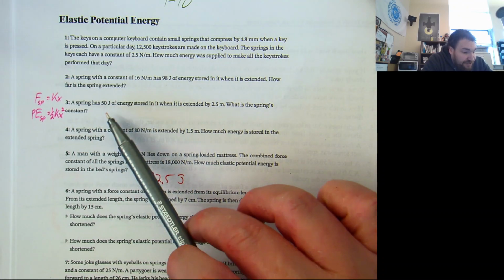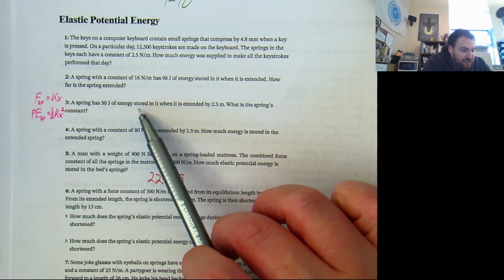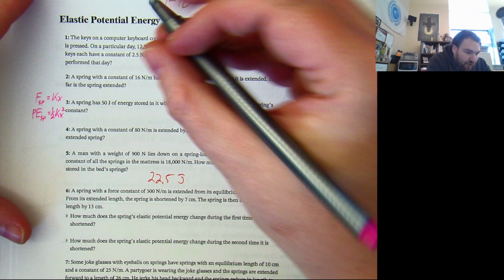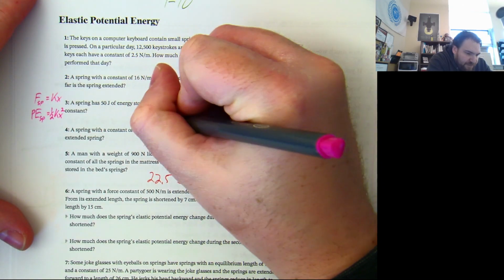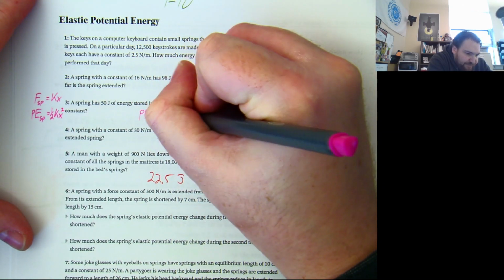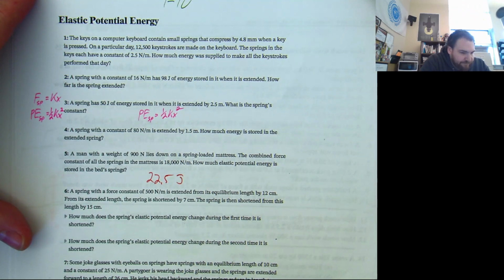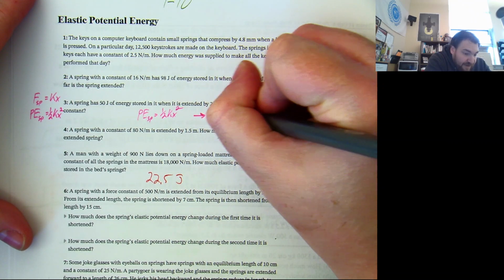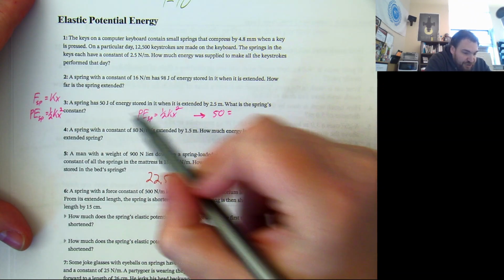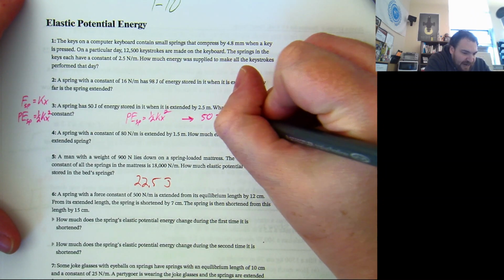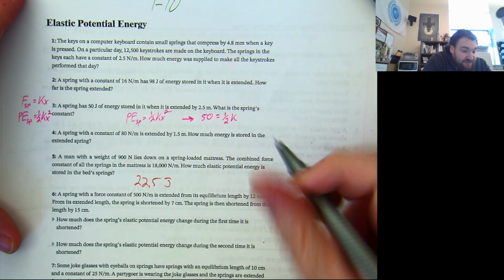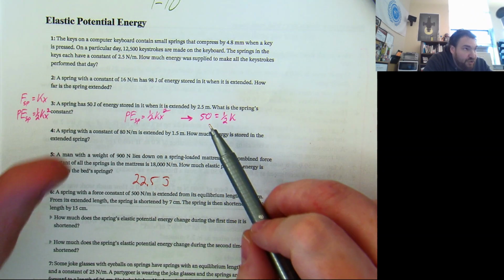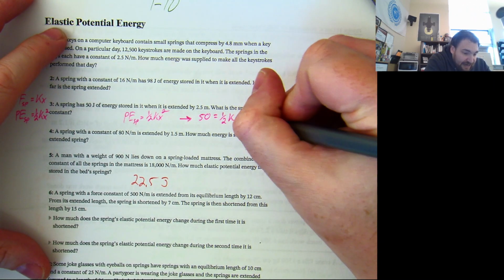Number 3 says, a spring has 50 joules of energy stored in it. So we're going to use PE spring. PE spring is going to equal 1/2 Kx squared. We know there's 50 joules of energy there, so 50, the potential energy stored in the spring, is going to be equal to 1/2. We don't know the spring's constant, it's what we're looking for, but we do know that the extension is 2.5 meters. So that's X.